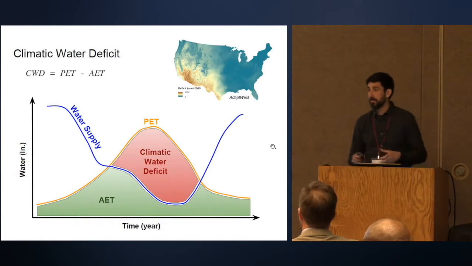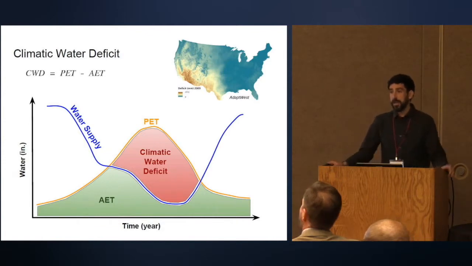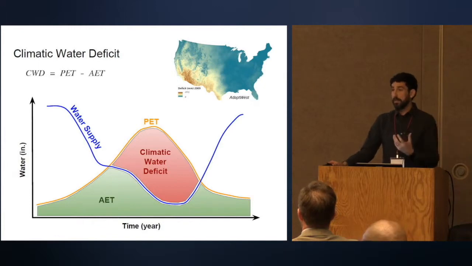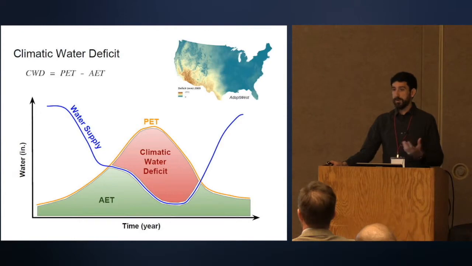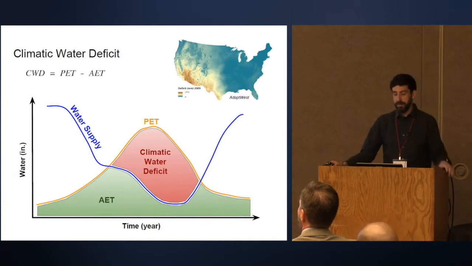The advantage to this over just using precipitation is we're now combining both precipitation and the phase of energy. Obviously, we know water on the landscape is a combination of both how much water we get and then how quickly it evaporates. This accommodates both of those.